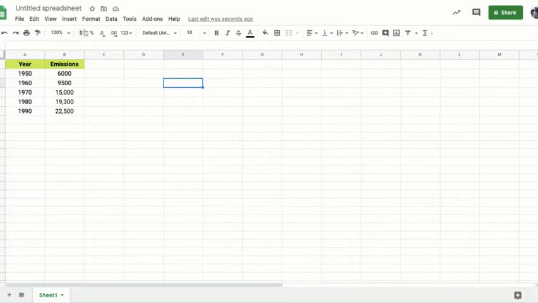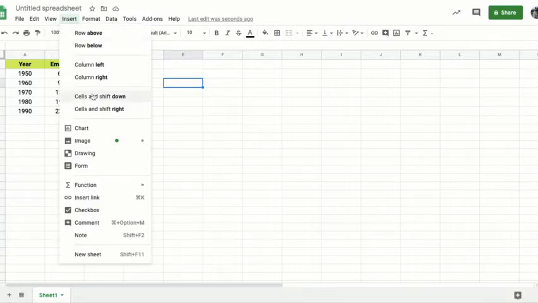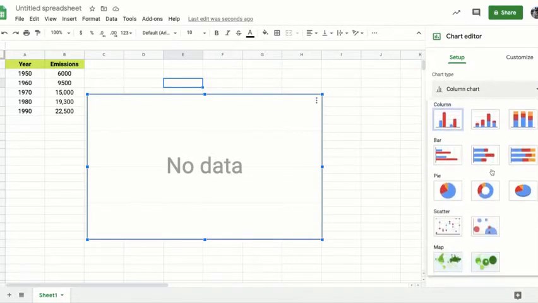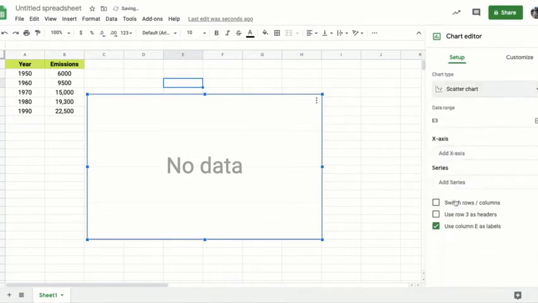I'll help you out. So I have my data. I'm going to go insert and I'm going to go chart. Insert chart. All right. First thing I want to do, come over here to chart type. We'll switch this to a scatter plot. Scroll down. There's a scatter. I click that.